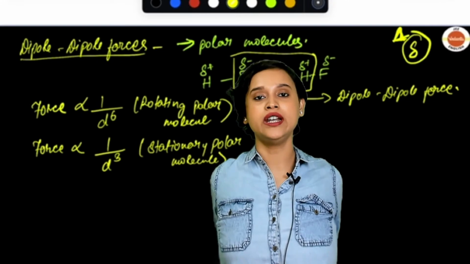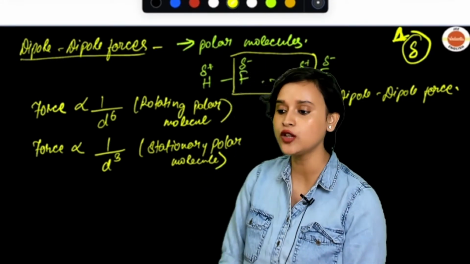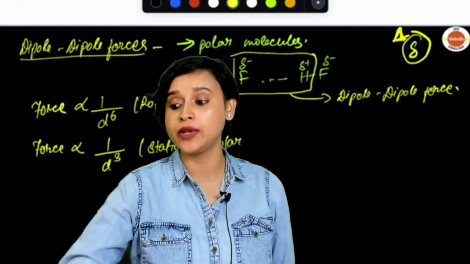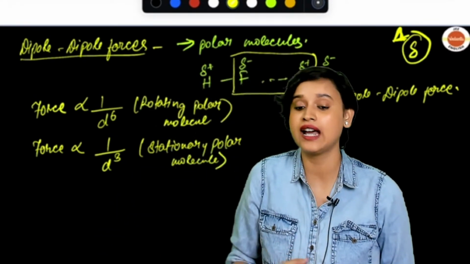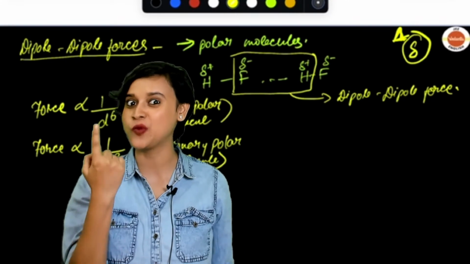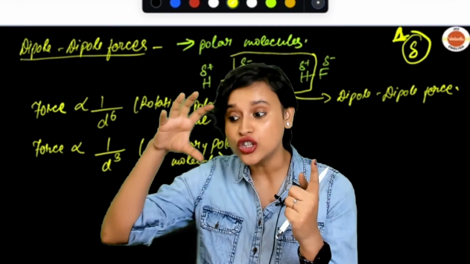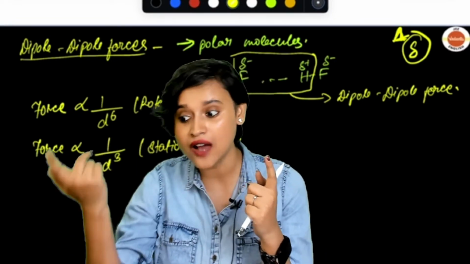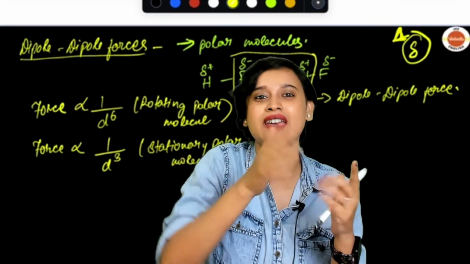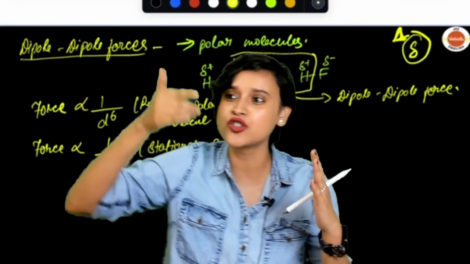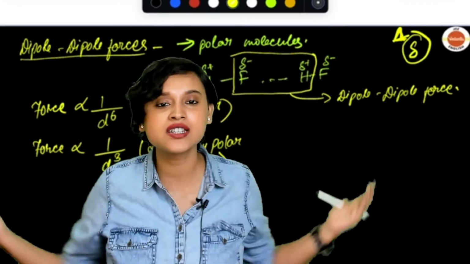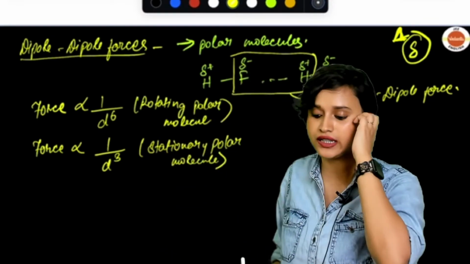Now we will go to dipole-induced dipole force. What do you think the dipole-induced dipole force would be? From the name itself, we can understand that there will be one molecule which is polar and the other one will be non-polar. So this polar molecule will have a negative side and a partial positive charge. Now when this comes near the non-polar one, it will ask it, hey, I need attractive force. So the negative side will push the negative charges to the other side and there will be attraction. So that is your dipole-induced dipole force.